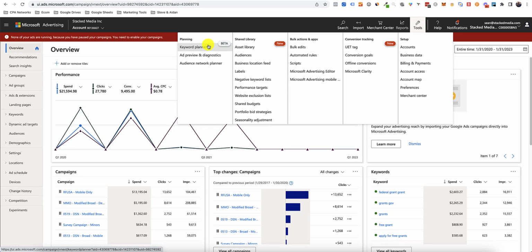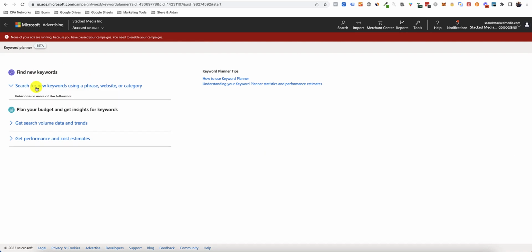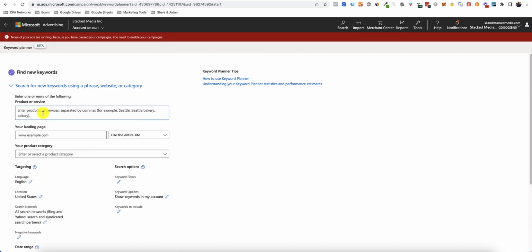So go to your Microsoft account, click on tools, go to keyword planner. This is what it looks like for me. Yours might be in a different spot, but somewhere in here you'll have a keyword planner. And then we're going to find new keywords here. Search for new keywords using a phrase. I'm going to search for rent to own homes because we're going to be running some ads in that space.